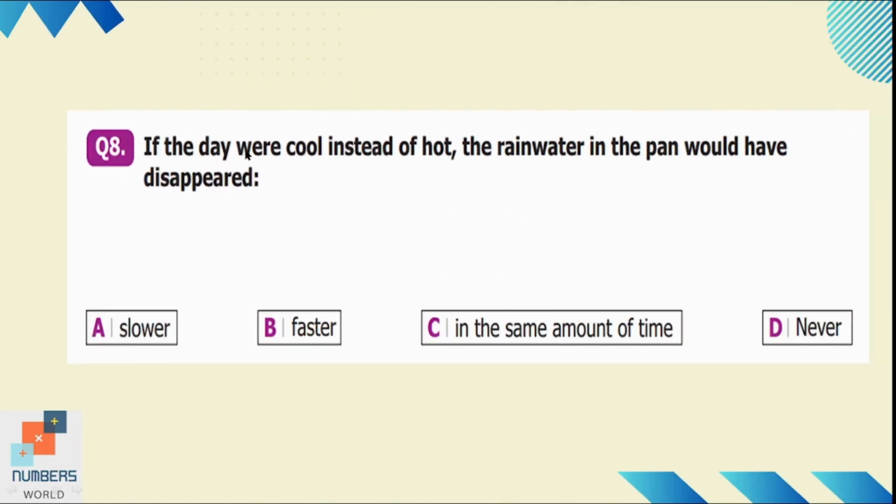Question number 8. If the day were cool instead of hot, the rainwater in the pan would have disappeared. Option A slower, B faster, C same amount of time, D never. So if the temperature is cold, the process of the evaporation will slow down. So option A is the suitable option here.